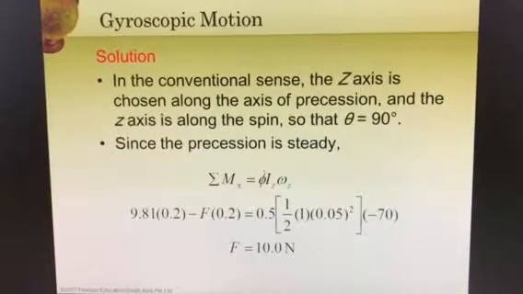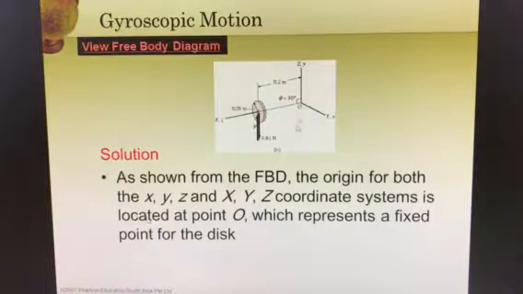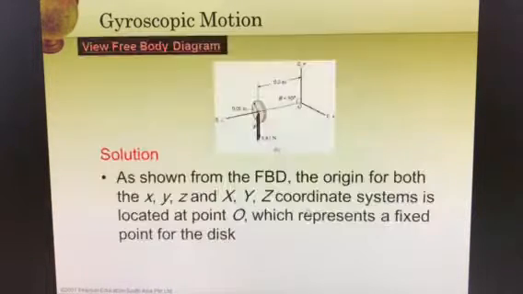So we just key in the values, but remember we need to consider the weight. This is the distance. Okay, this is the distance, and this is the weight of the gyro, this one. So 9.81 Newton, and the distance is 0.2. So minus F times 0.2. So F is unknown.